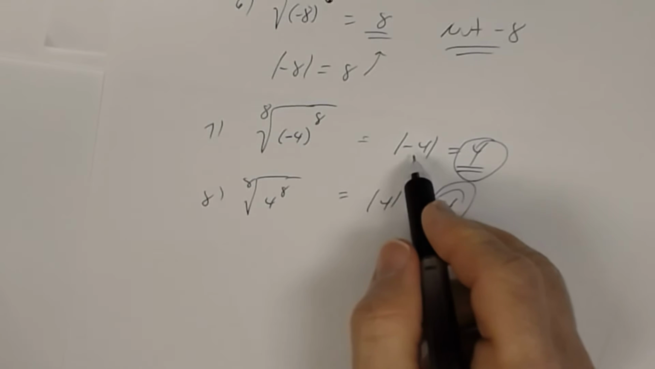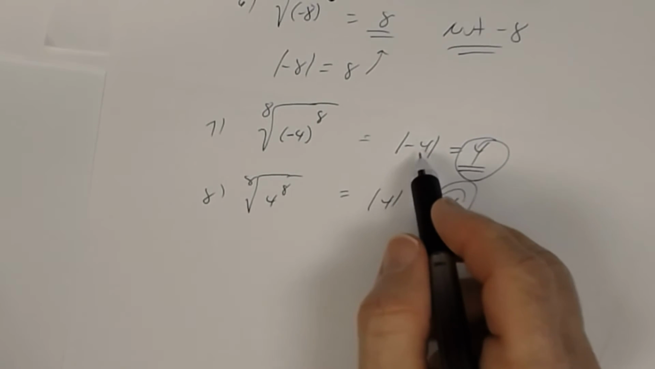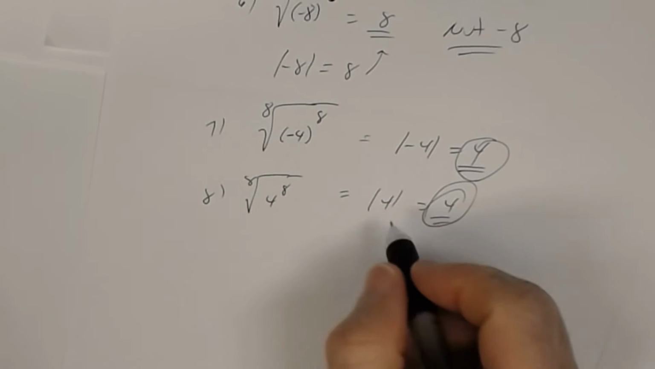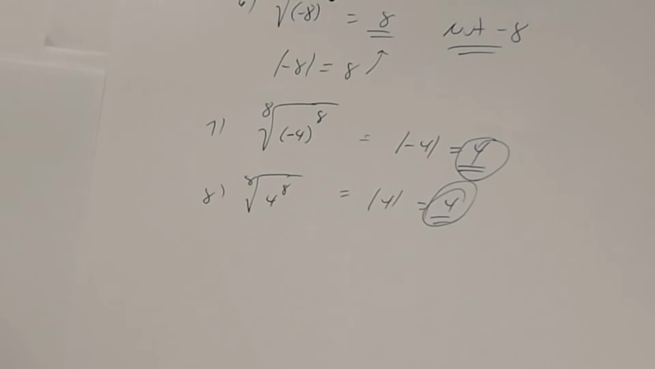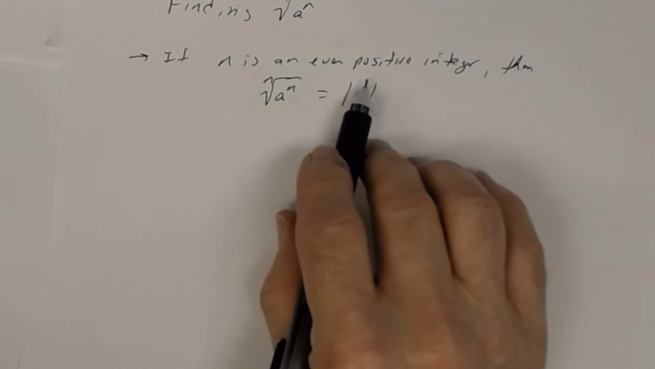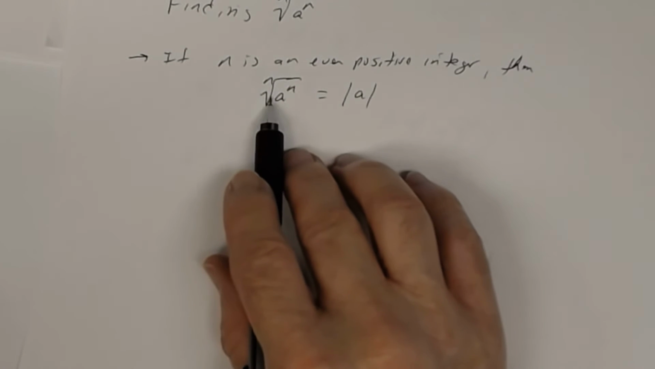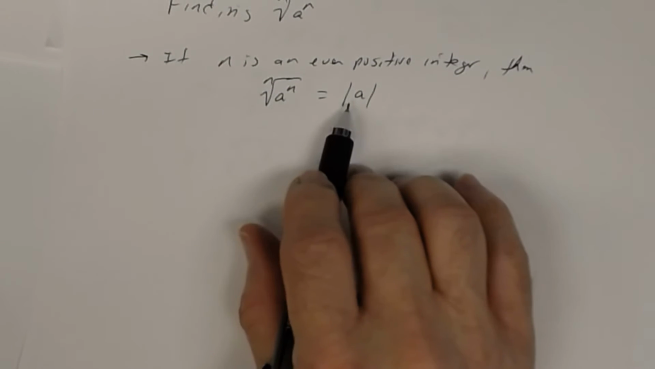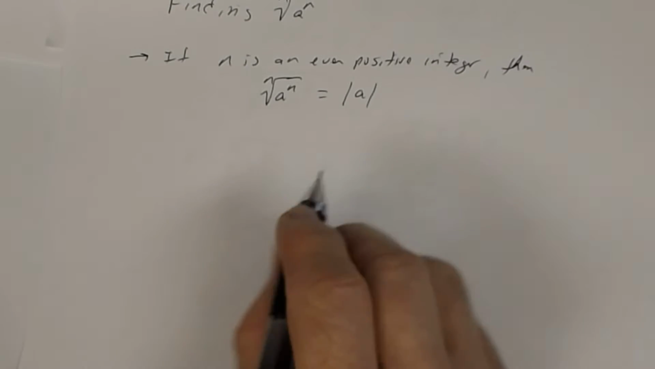Now, don't leave the answer as absolute value. You know that the absolute value of negative 4 is 4. You know the absolute value of 4 is 4. So the rule is this: if n is an even positive integer, then the nth root of a to the n will be the absolute value of a.